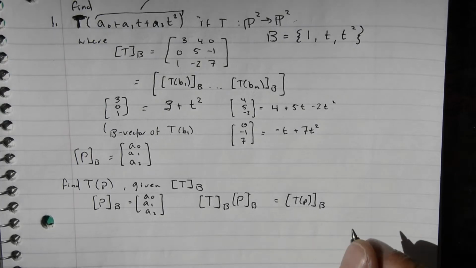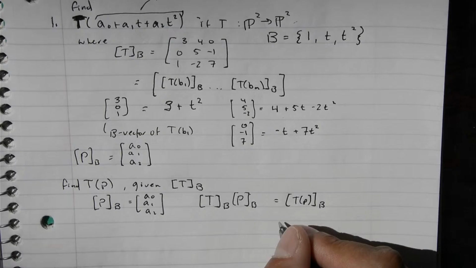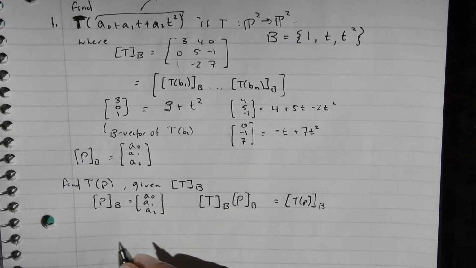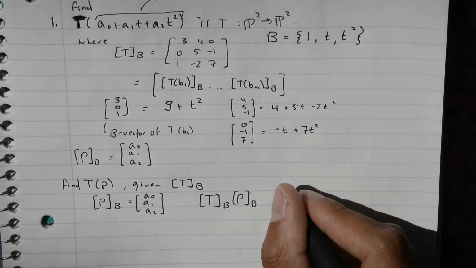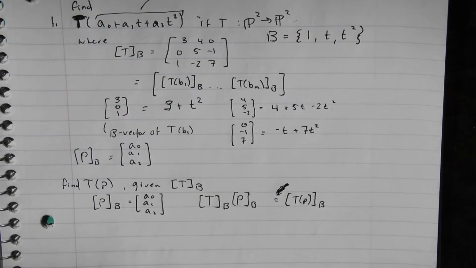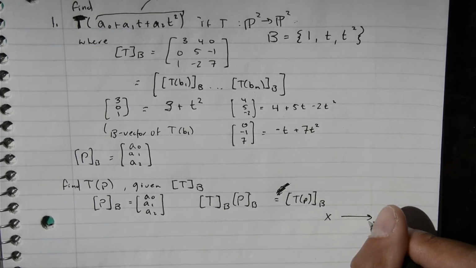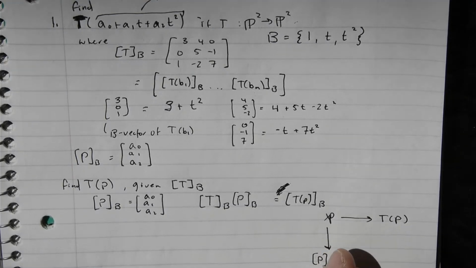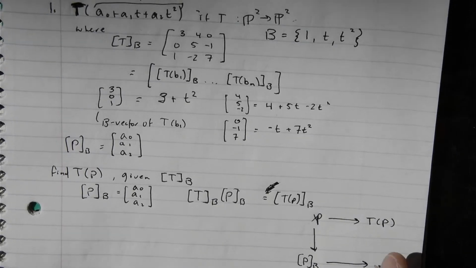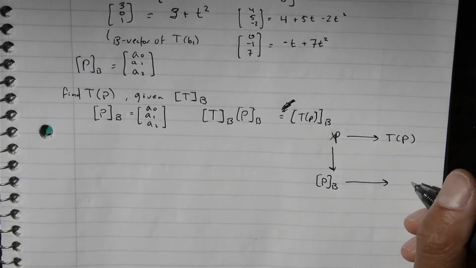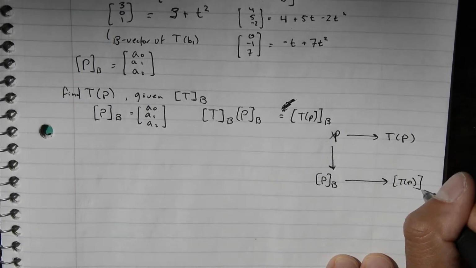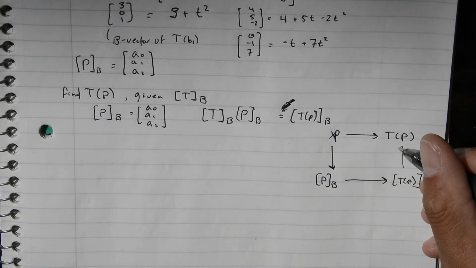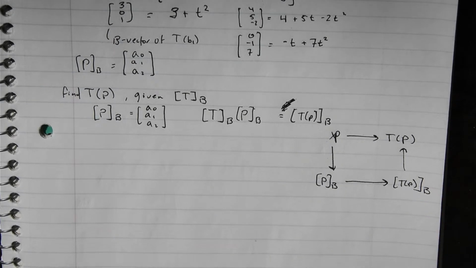But so then I think we then need to apply P inverse. So I'm pretty sure then we have to go P inverse. Or wait, hold on. I'm trying to think about that commuting diagram. If we have p, then we have T of p, then we have p relative to B, and this is going to be T of p relative to B. Now, how do we go this way?